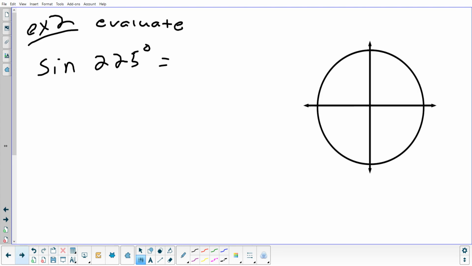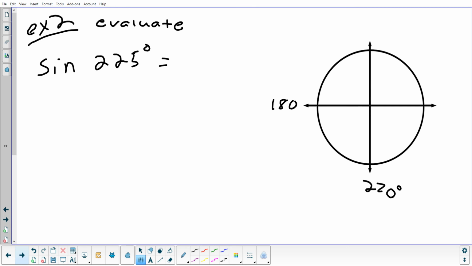Okay. Let's try this one. Sine of 225. Okay, so Ariana, what quadrant is 225 in? Fourth? That one would be over here. So remember, the fourth quadrant starts at 270. It's in the third. Right in the middle or off to one side? Would it be to the left, like closer to the middle?